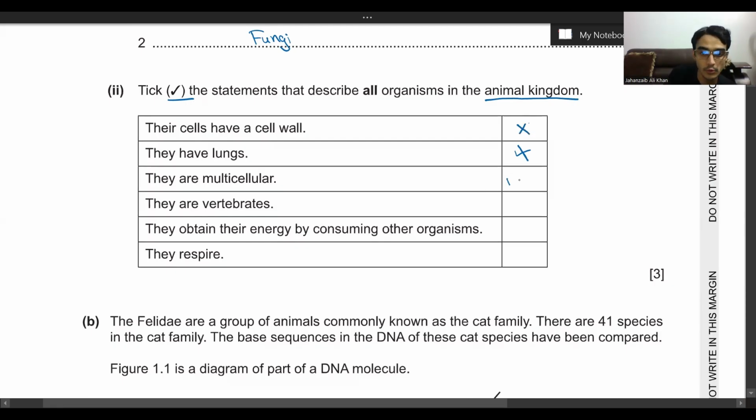They are multicellular for sure. They are vertebrates? No, we've also got invertebrates. They obtain their energy by consuming other organisms. Yes, all animals are consumers. None of them are producers. This is correct. And then they respire, of course. No animals photosynthesize. Moving ahead.